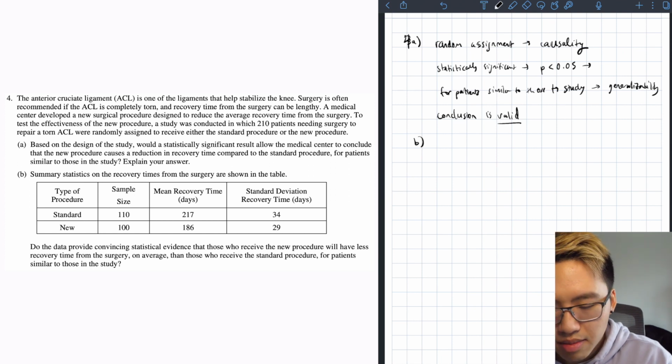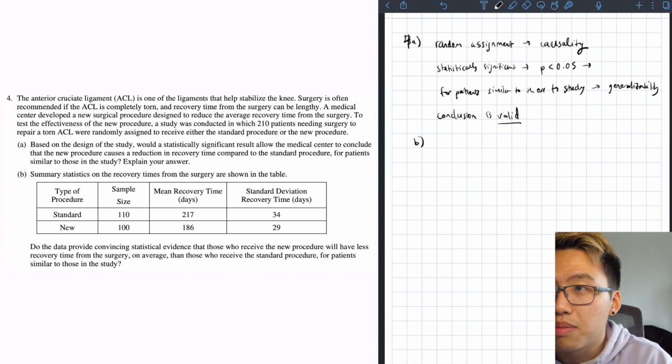The next one is part B. Summary stats on the recovery times from the surgery are shown in this table. So we have our sample size, we have our mean recovery time, standard deviation. Do the data provide convincing statistical evidence that those who receive the new procedure will have less recovery time from the surgery on average than those who receive the standard procedure for patients similar to those in the study?